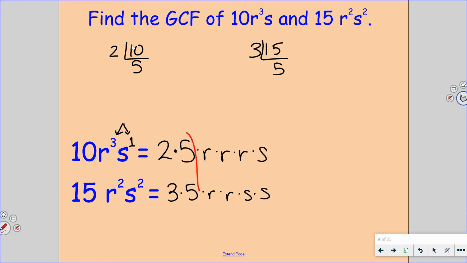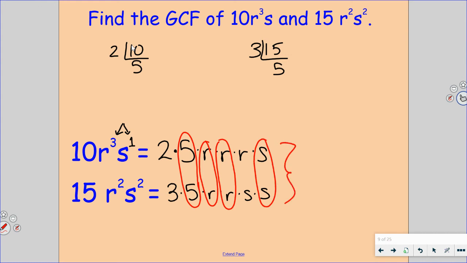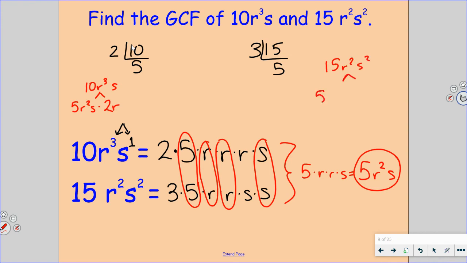Now, what factors are held in common? They both have a 5, they both have an r, they both have another r, and they both have an s. Therefore, the greatest common factor of these two algebraic expressions is 5 times r times s, which could be rewritten 5r squared s. That is the greatest factor, or should I say factors, held in common by both of those algebraic expressions. If you really wanted to, you could say 10r to the third s would be 5r squared s times another 2 times another r. And we could have done the same thing with 15r squared s squared: the greatest common factor, 5r squared s, times another 3 times another s. But you see that both of these have a common factor, in fact, the greatest common factor of 5r to the second times s.